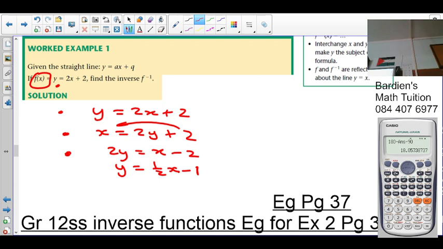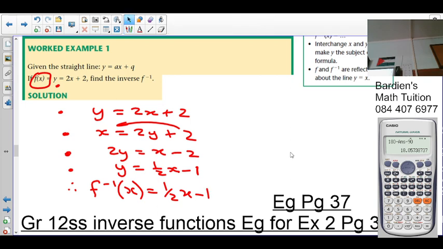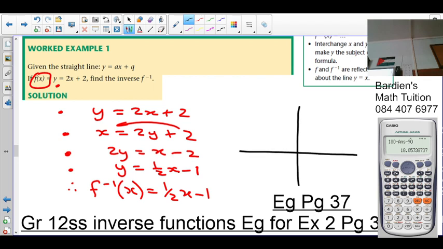Is this inverse a function? What type of graph is this? Straight line. So is it a function? Yes. So therefore, f to the minus 1 of x is equal to half x minus 1. You guys understand? If it's not a function, you just leave it as y equals half x minus 1.